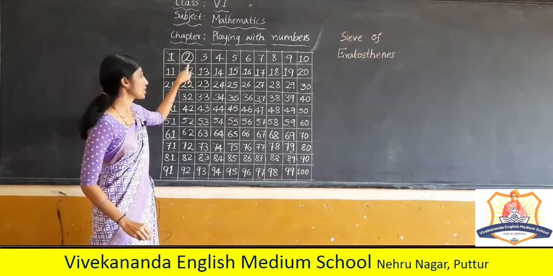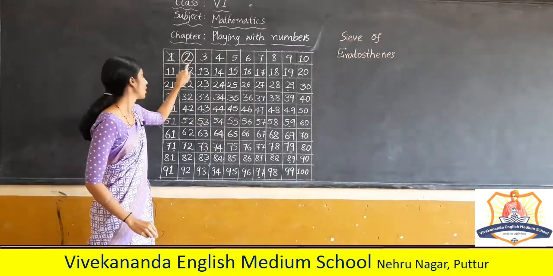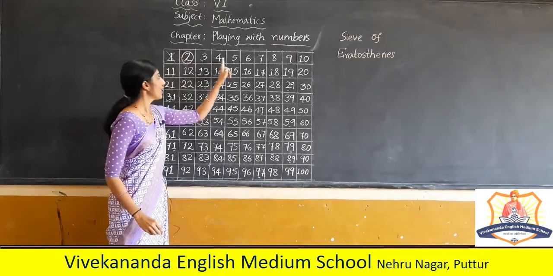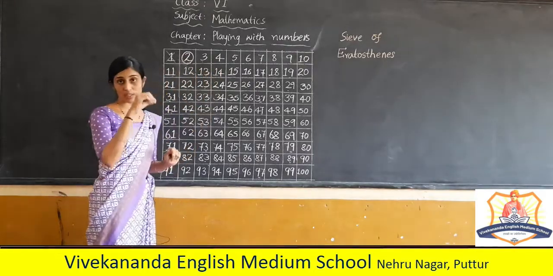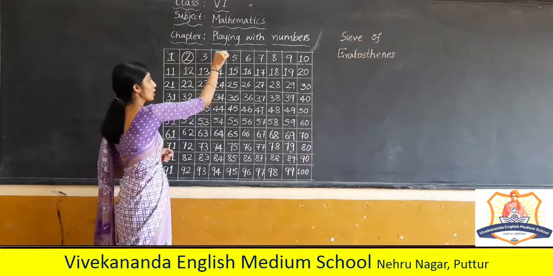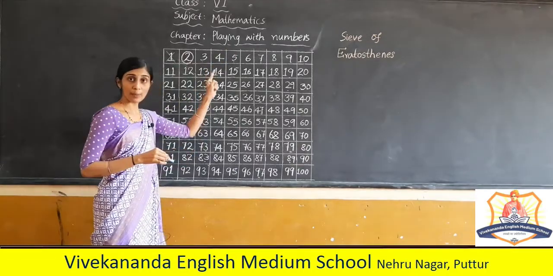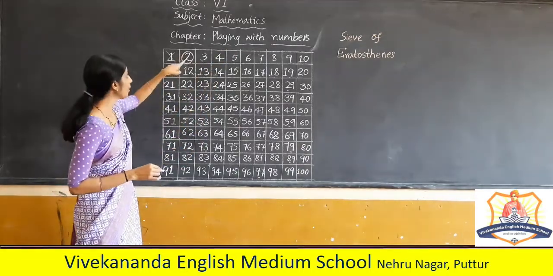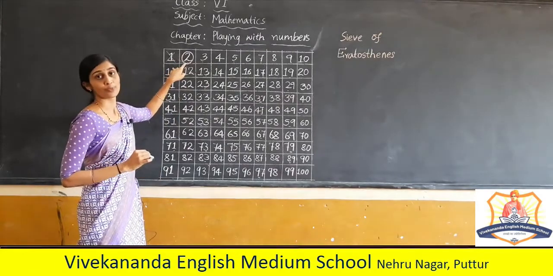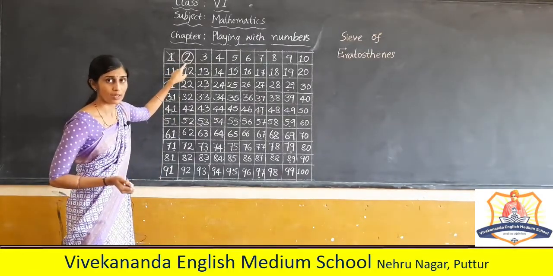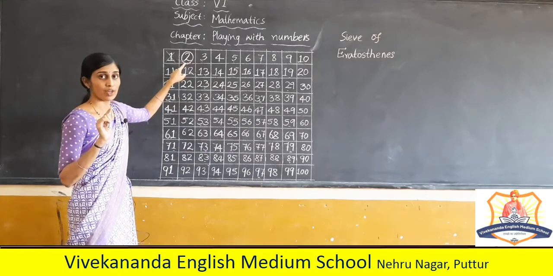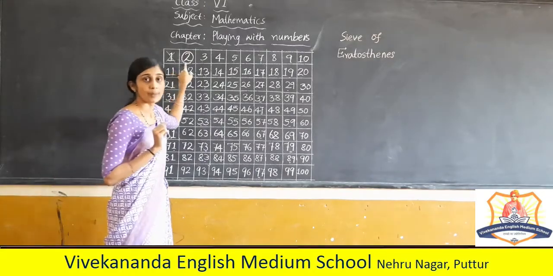Understood? 2 is a prime number. Next, let us make a cross mark over the numbers which are the multiples of 2. What do you mean by multiple? The product, we call it as multiple.